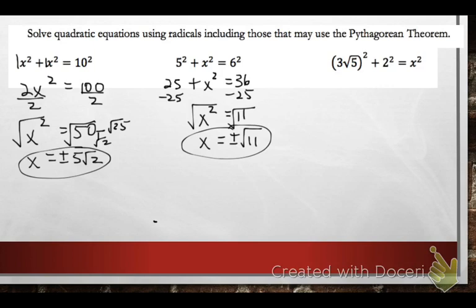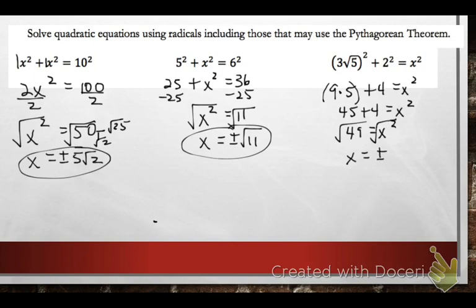In this problem, if we square the 3, we get 9, and if we square the square root of 5, we get 5. Plus 4 will equal x squared. So 45 plus 4 will be x squared, or 49 equals x squared. So let's take the square root of both sides. X will equal plus or minus 7.